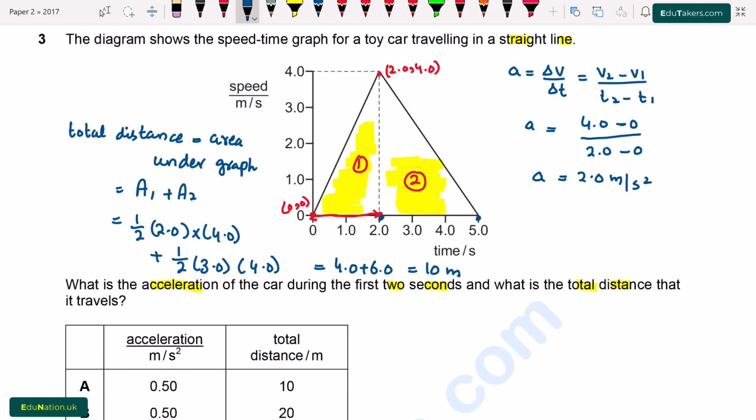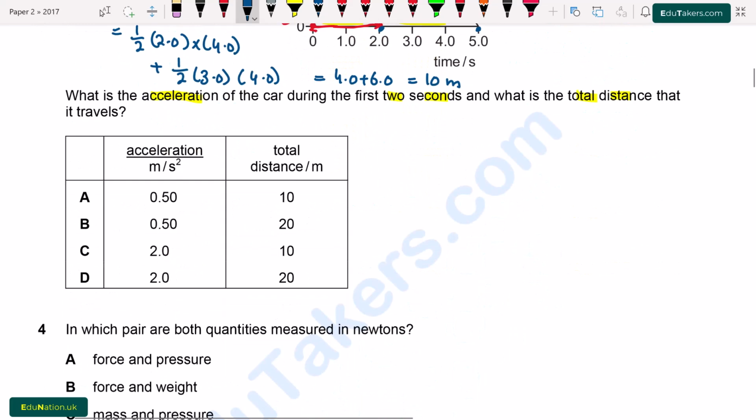Now we see the options. Option A 0.50 10, B 0.50 20, C 2.0 10. So option C is correct.